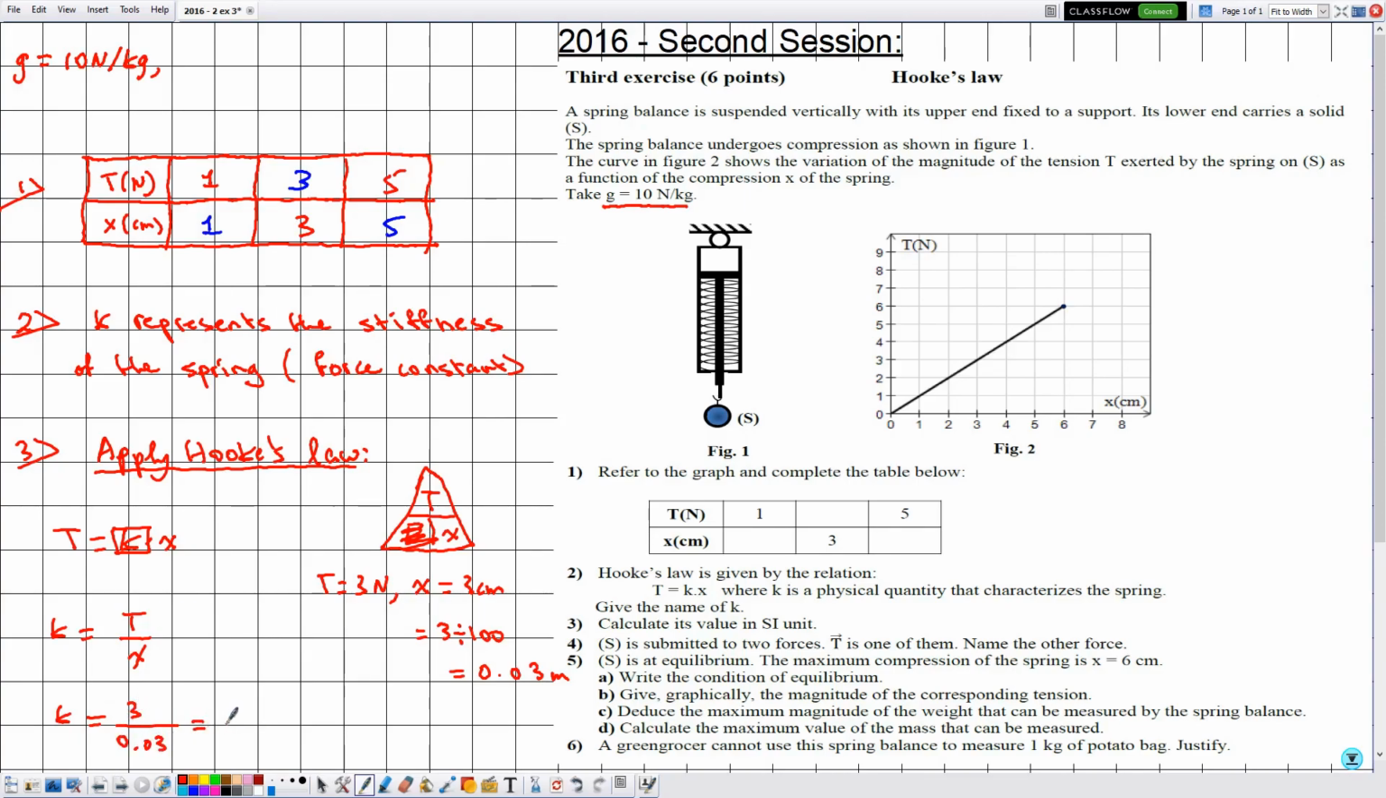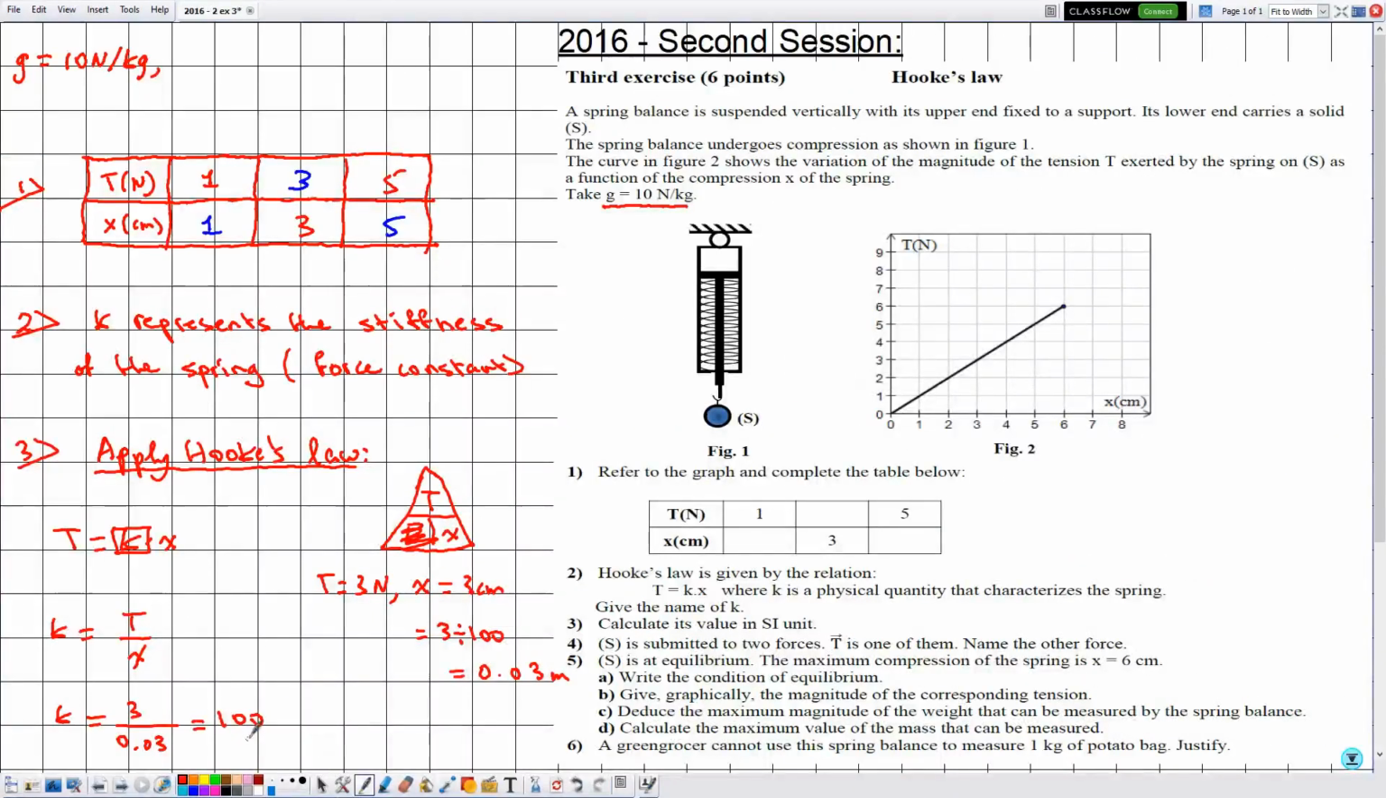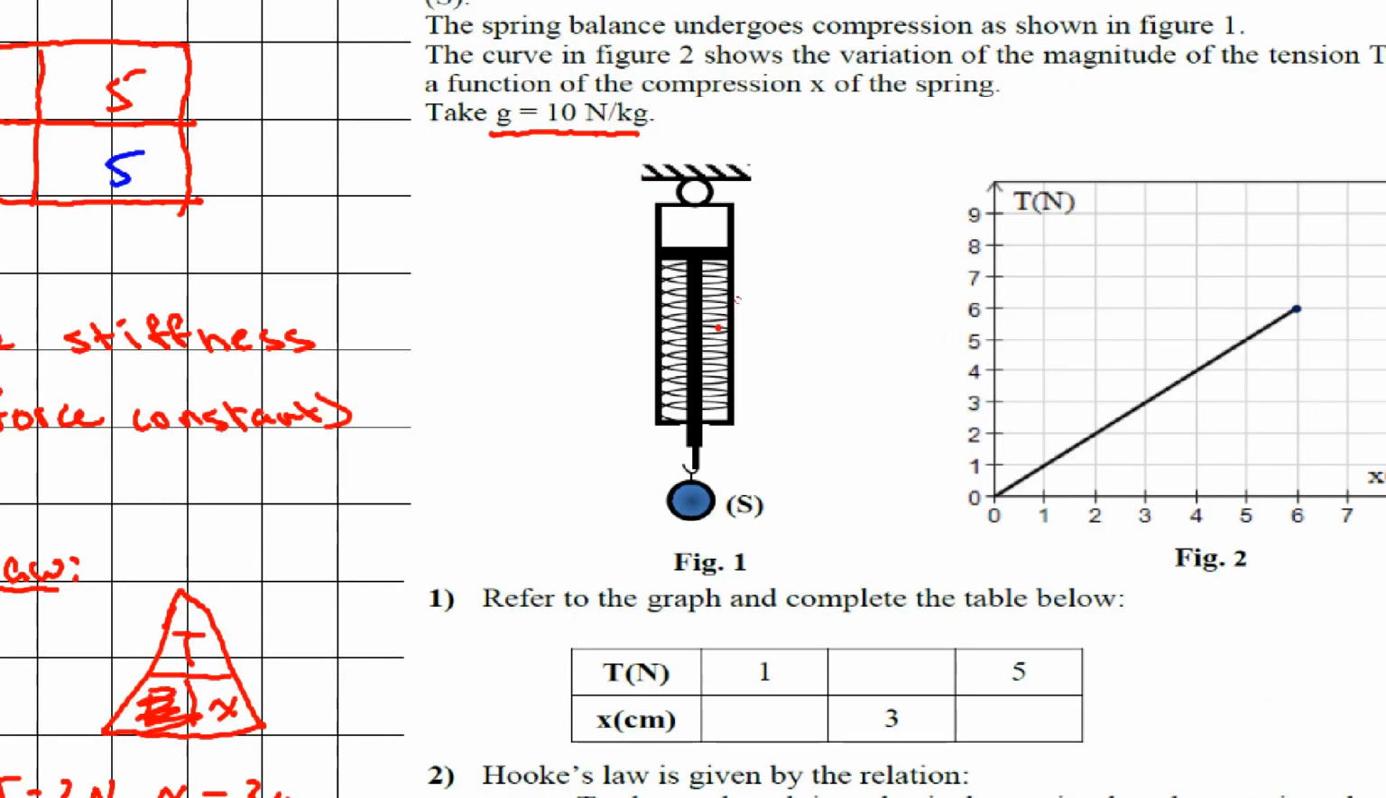Plugging this on the calculator, it will give me 100. Since both T and x are in the SI, the value of K will be in the SI, which is in newtons per meter. And we can determine the unit of K by referring to this triangle, knowing that T is expressed in newtons and x is expressed in meters, so the unit of K will be newtons per meter. So K is equal to 100 newtons per meter. Then the value of K in this case is 100 newtons per meter, and K represents the stiffness of this spring.